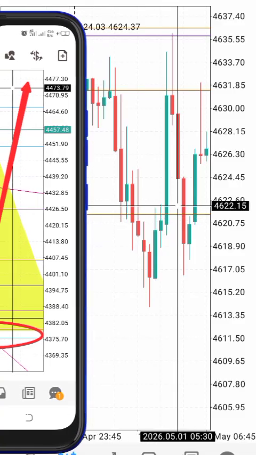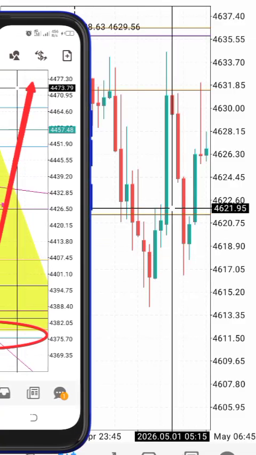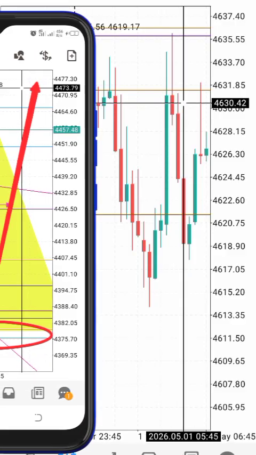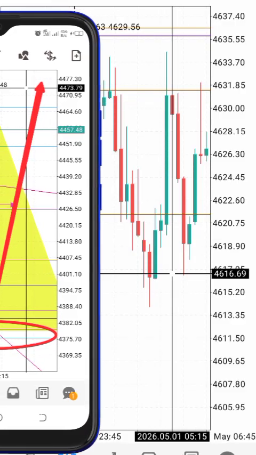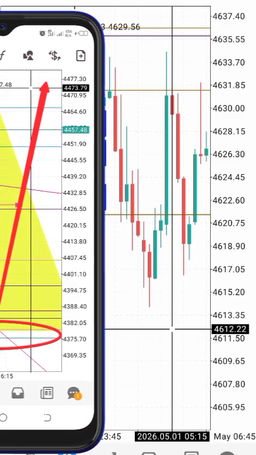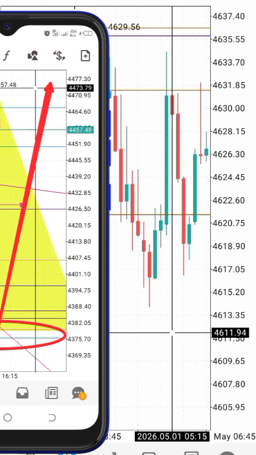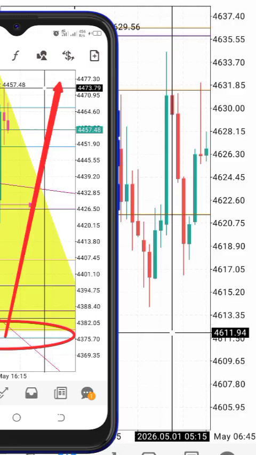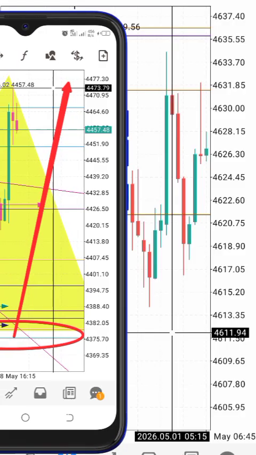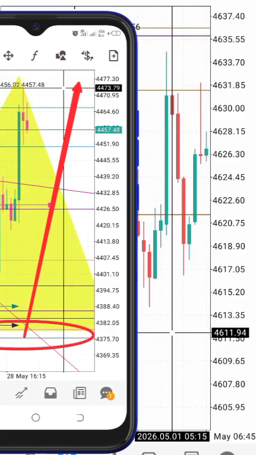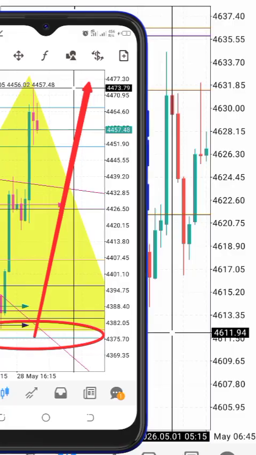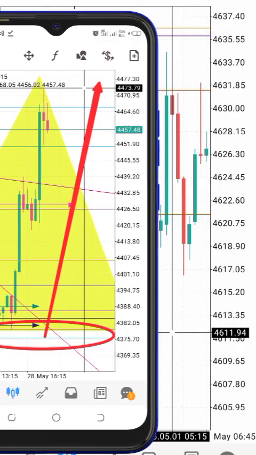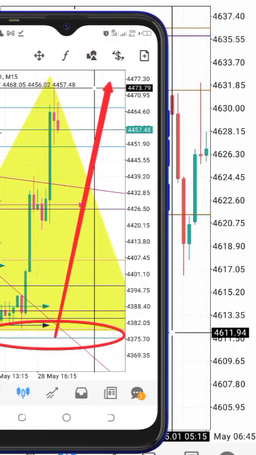Okay, so now our rule says that we first want to see a level break, and the level we are looking at is the price going below 4601. We are taking this from Friday, the 1st of May, so we are beginning from there to the most recent trading day.